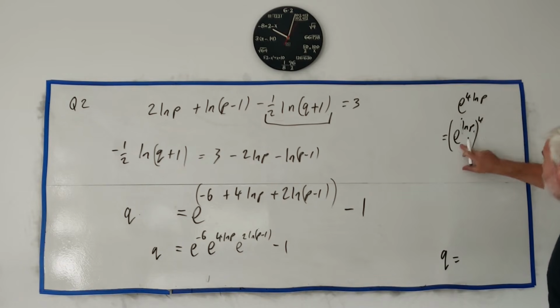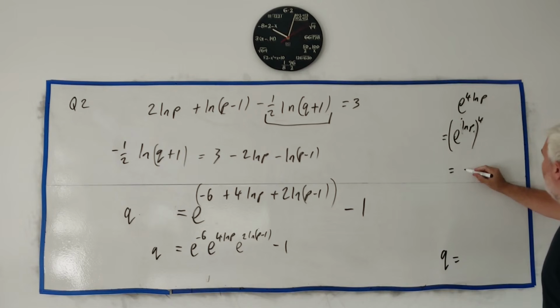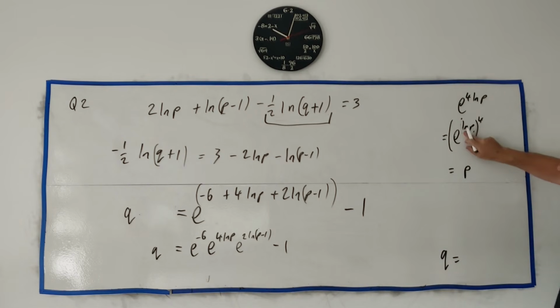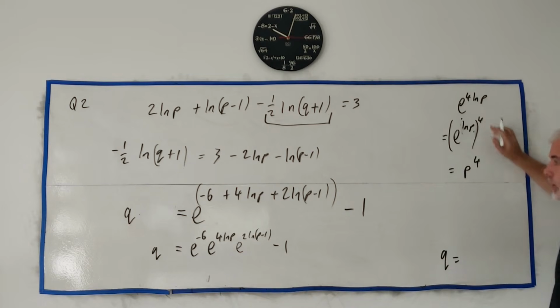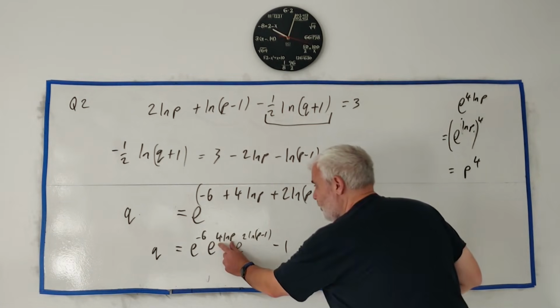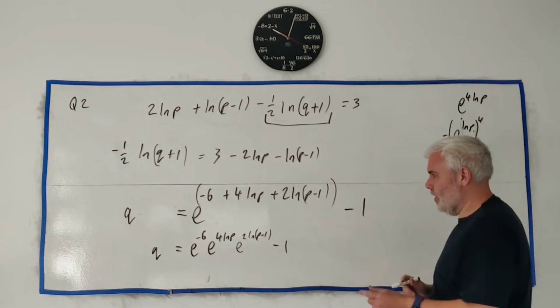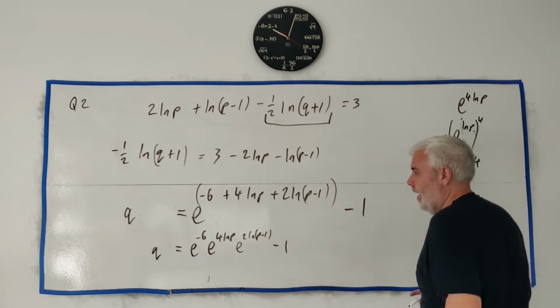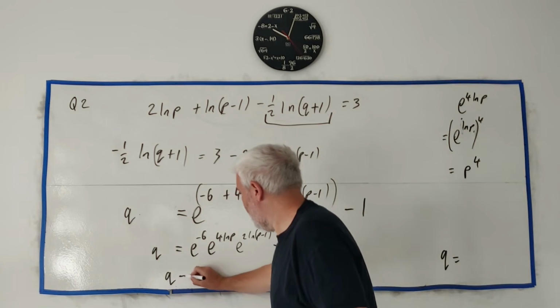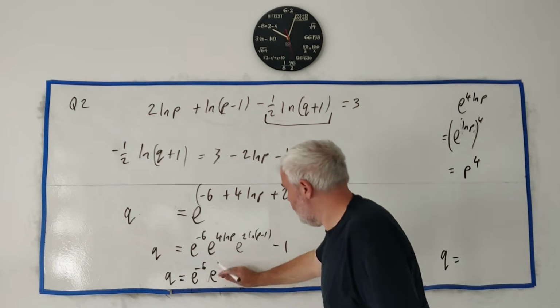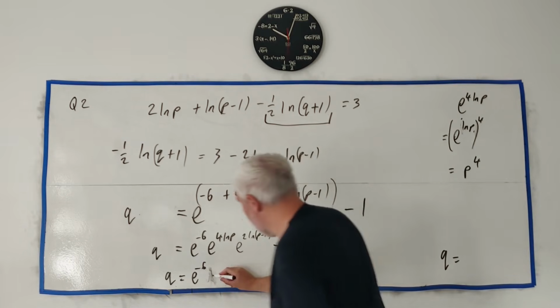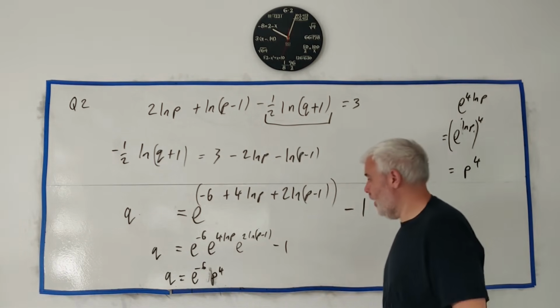And what we have now is these two can destroy each other. We would be left with a p. The e and the natural log would destroy each other and leave just the p and the power of 4 up here. So this would become p to the power of 4. Another way we could think of this, actually I'll do it on this one, the other way as I write out the next line. So e to the minus 6, for the reason I just said up there, and this would become just p to the power of 4.